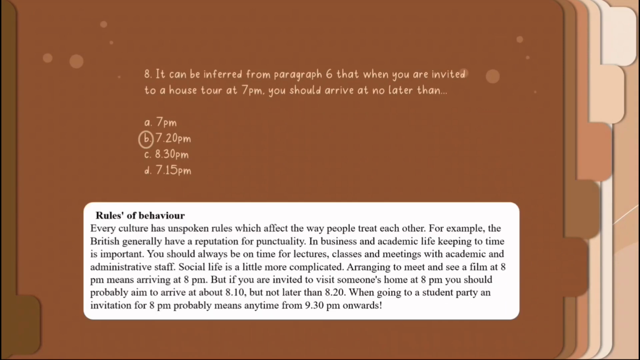As you can hear in this sentence, "If you are invited to visit someone's home at 8 p.m., you should probably aim to arrive at about 8:10, but not later than 8:20," which means you should not arrive 20 minutes later than the planned time for your visit. So an invitation for a house tour at 8 p.m. probably means no later than 7:20 p.m. Okay, so those are all of the types of reading questions that I found.